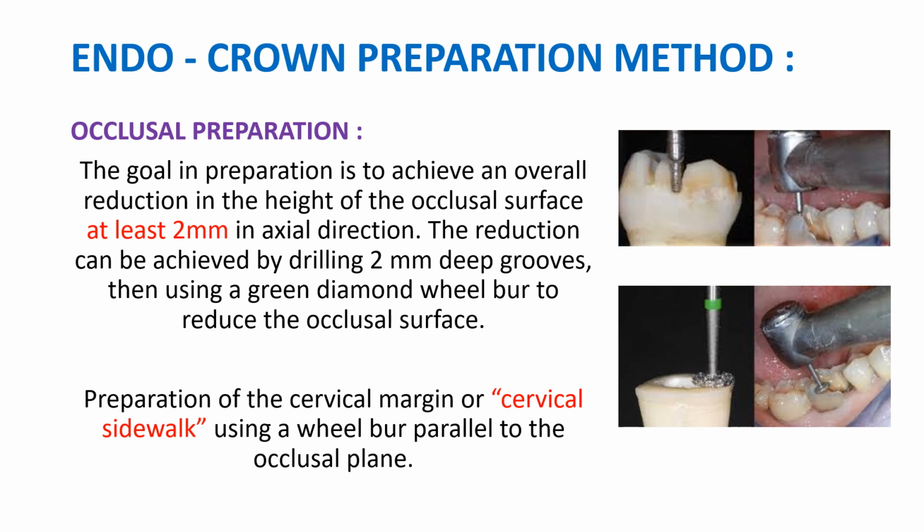Endocrown preparation method. Occlusal preparation. The goal in preparation is to achieve an overall reduction in the height of the occlusal surface, at least 2 mm in axial direction. The reduction can be achieved by drilling 2 mm deep grooves, then using a green diamond wheel burr to reduce the occlusal surface. Preparation of the cervical margin or cervical sidewalk using a wheel burr parallel to the occlusal plane.